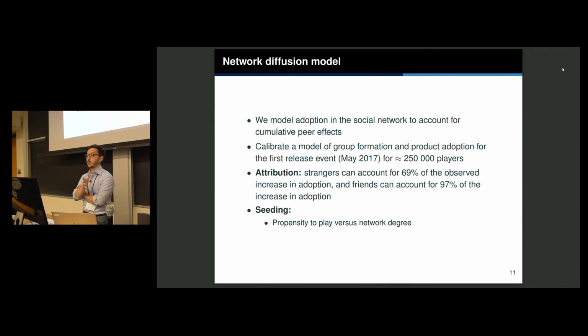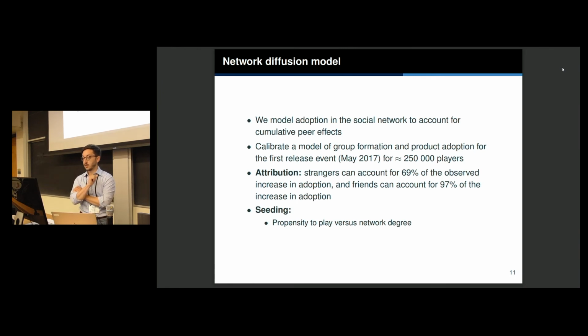So without going into it, we calibrate a model of group formation, so who you play a match with, and a model of gameplay, a super simple model of just choosing to play a game or not. And we model product adoption as well in our simple linear way for the first release event for about 250,000 players. And when we run this model, when we shut down peer effects from friends, and we only allow peer effects from strangers to run, they can account for about 69% of the observed increase in adoption total that we get from peer effects in this model, whereas friends can account for 97% of the increase in adoption if we shut down the peer effects coming from strangers. So you see the substitutability. You also see that friends are doing something a bit more than strangers in terms of their effect on the propensity to adopt.